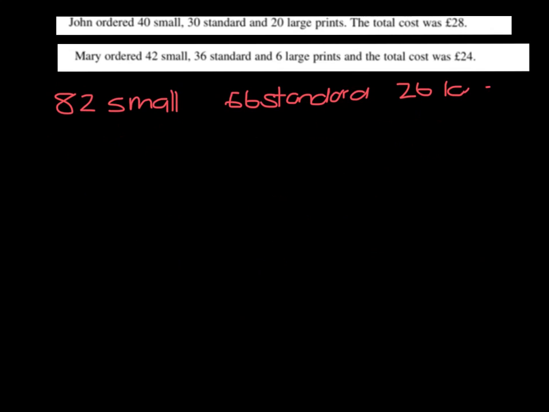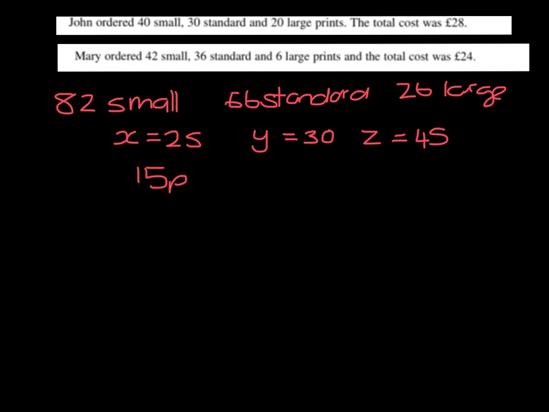John and Mary put in a combined order that would be 82 small, 66 standard, and 26 large. And we've just worked out that the price for these are 25, 30 and 45. We've ordered more than 50 small, so the new price of these will be reduced by 10, so that's 15p. The standard with more than 50 of those, so the new price for those is reduced by 1/3, so that's 20p, and the large will be 45.